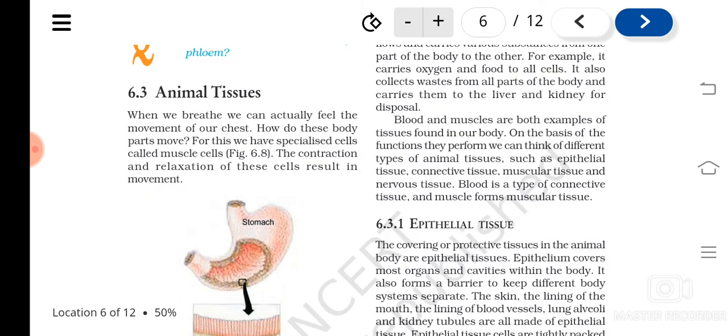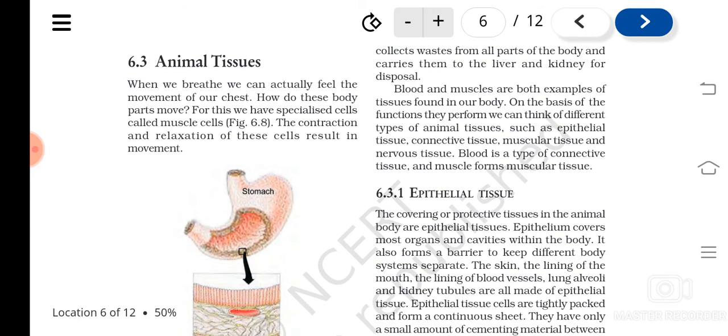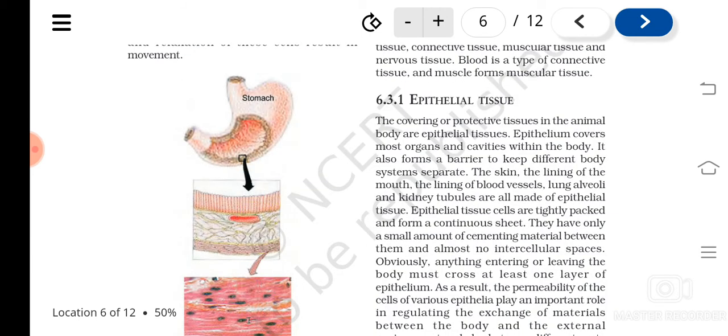So blood and muscles are examples of tissues found in our body. Understood? Likewise, depending upon the different functions they do, tissues in animals can be divided into four different types. The first type is epithelial tissues.